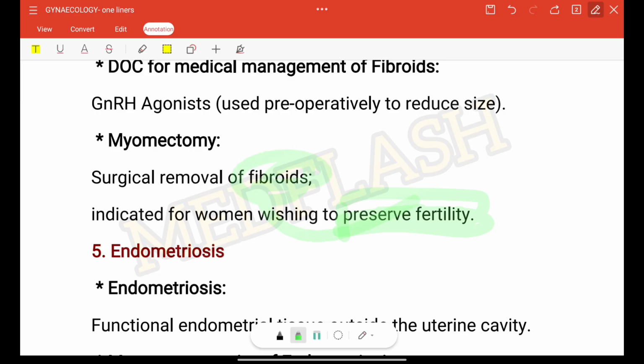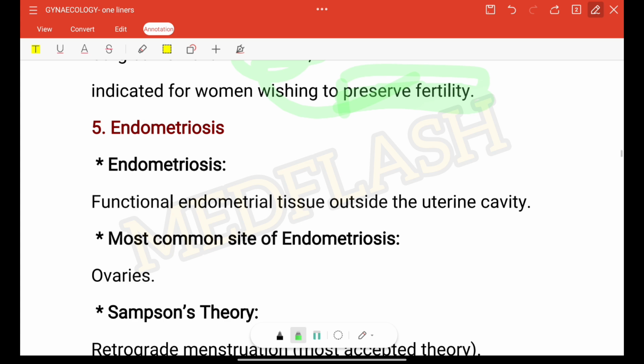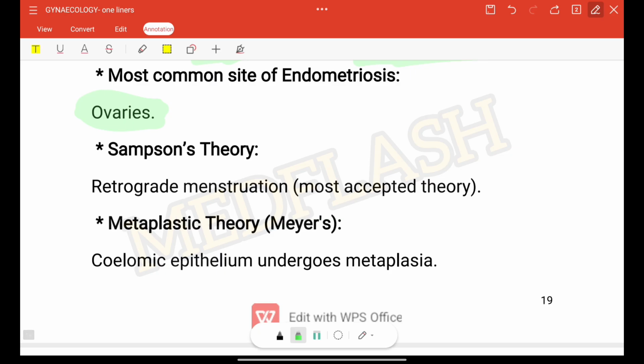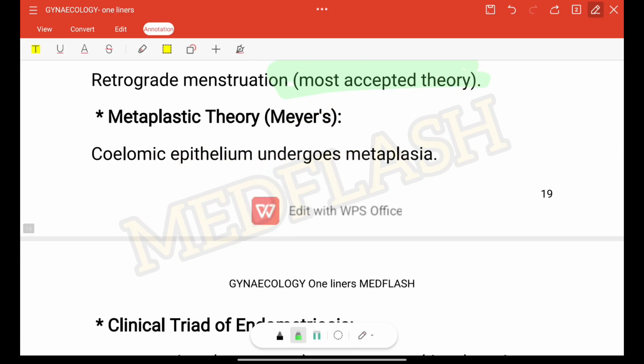Endometriosis: functional endometrial tissue outside the uterine cavity. Most common site of endometriosis is the ovaries. Sampson theory, retrograde menstruation, is the most accepted theory. Metaplastic theory, or Meyer's theory: coelomic epithelium undergoes metaplasia.